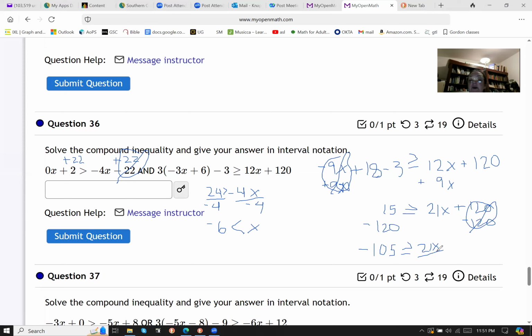We're going to divide both sides by 21. We've got x is less than or equal to negative 105 over 21, which is negative 5. So in the end, we have x is less than or equal to negative 5.